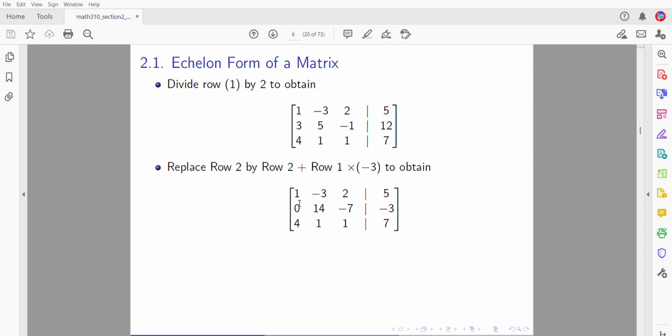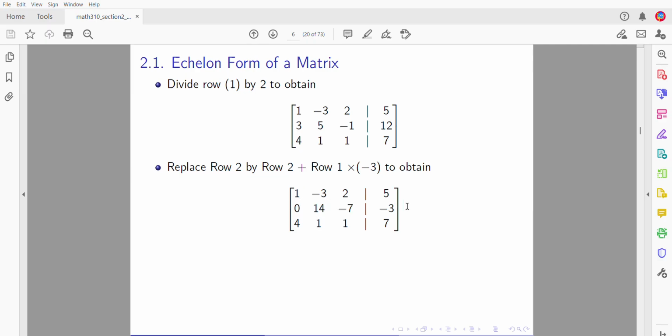And these numbers here, check again. -3 times 1 plus 3, 0. -3 times -3, 9 plus 5, 14. -3 times 2, -6 minus 1, -7. -3 times 5, -15 plus 12, -3. So that got you a 0 here and some numbers here.